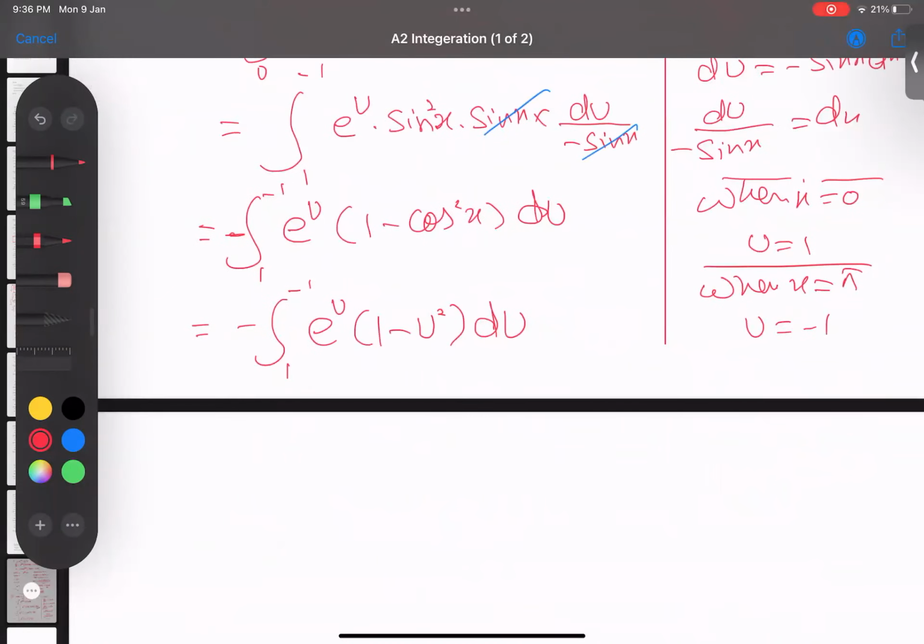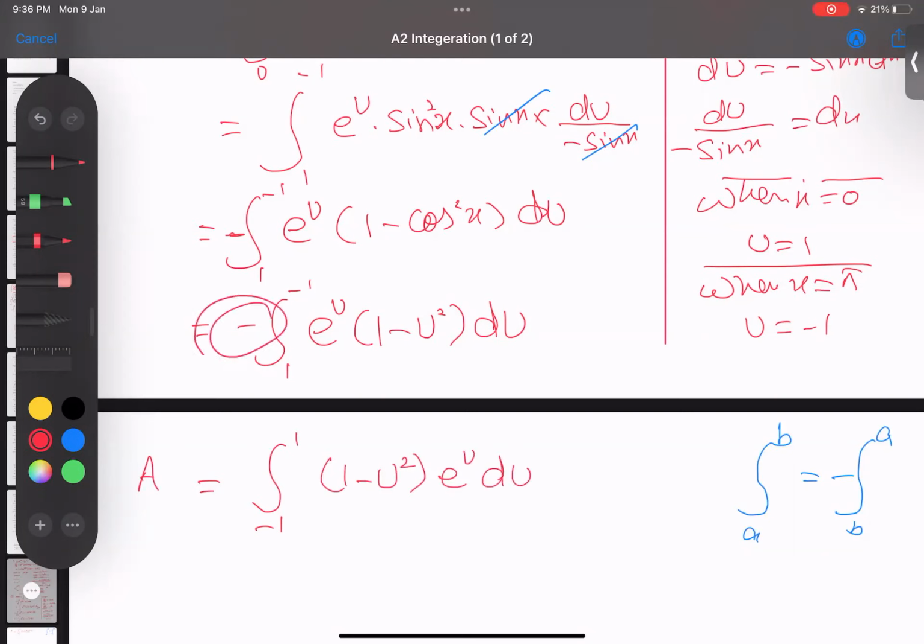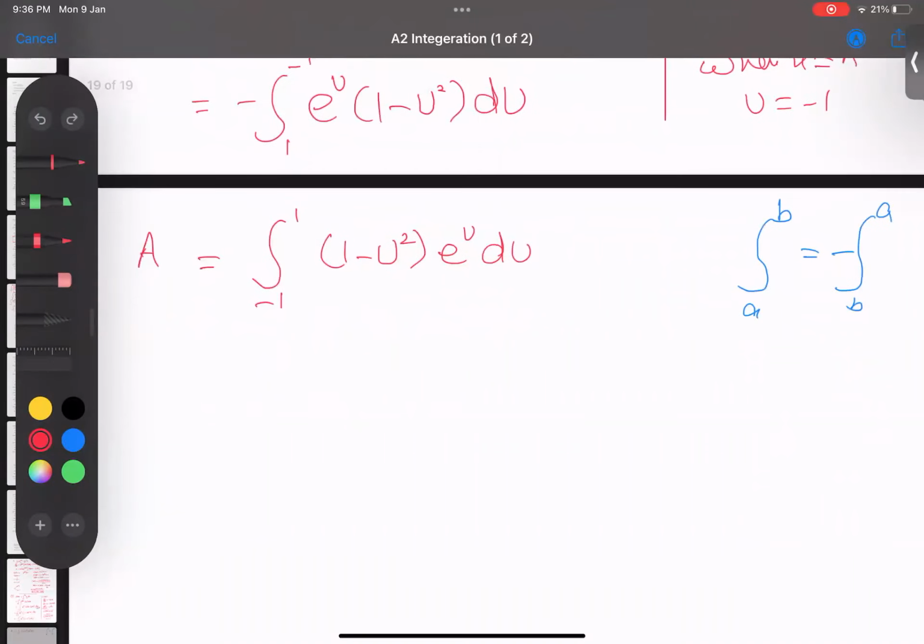But you know that when I change the limits, I swap a and b, so b goes below, a goes up. An outside minus will come. In this sense, if I change the limits, the integral will turn from -1 to 1, and e to power u, or I can write it before even, 1 minus u square e to power u du. And this minus will eliminate because there's a reason behind it. And now I'm going to use the integration by parts formula. This is called u, this is called v. Okay, let's see how we can do it.